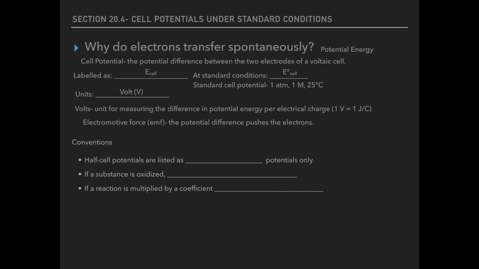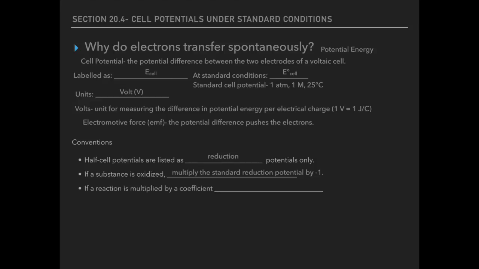All right, so a couple of conventions when we're talking about cell potential. First, the half cell potential is going to be listed actually as the reduction potential only. So these values will be given to you. So it will be E reduction. We're not given the values for oxidation. And so if you have a substance that's going to be oxidized, all you have to do is multiply the standard reduction potential, the value that's given to you, the E reduction, by -1. So just make it a negative number, and there you've got your standard oxidation potential.